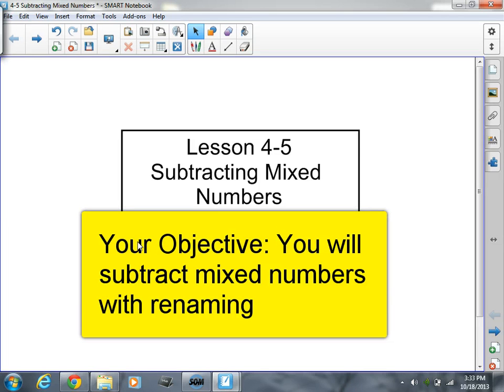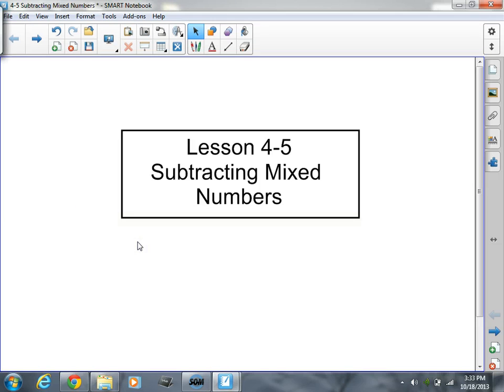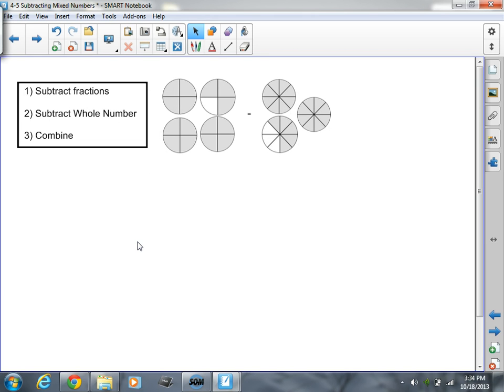Last night and today in class we worked on adding mixed numbers. Tonight we're going to be switching things just a little bit by talking about subtracting mixed numbers. Now the nice thing is, ladies and gentlemen, that adding and subtracting mixed numbers are actually very similar. We're going to be using much of the same skills, but obviously we'll be subtracting. Now let's go ahead and get started with what should be by now a pretty easy part.